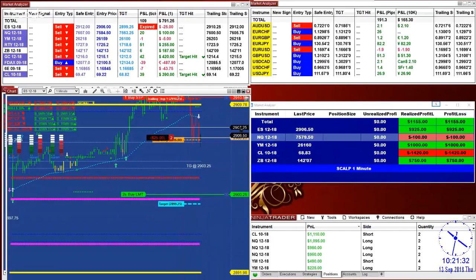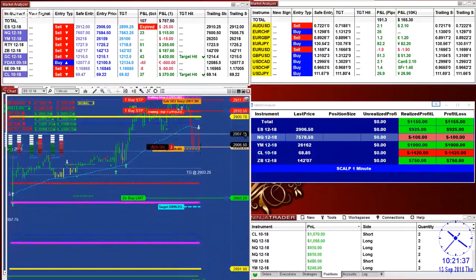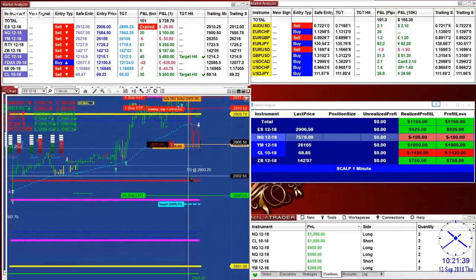So there is a long way home. It's not totally clear all the way to the target. There is a back and forth, and it's going to drive you crazy on that ES.